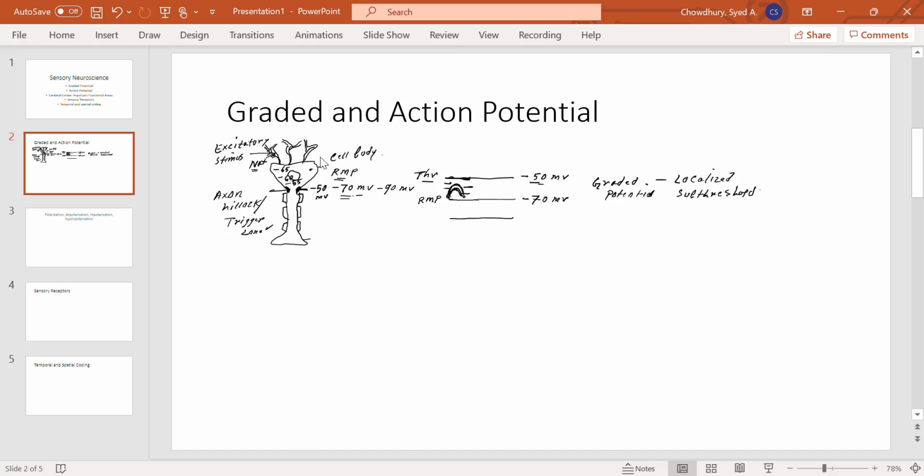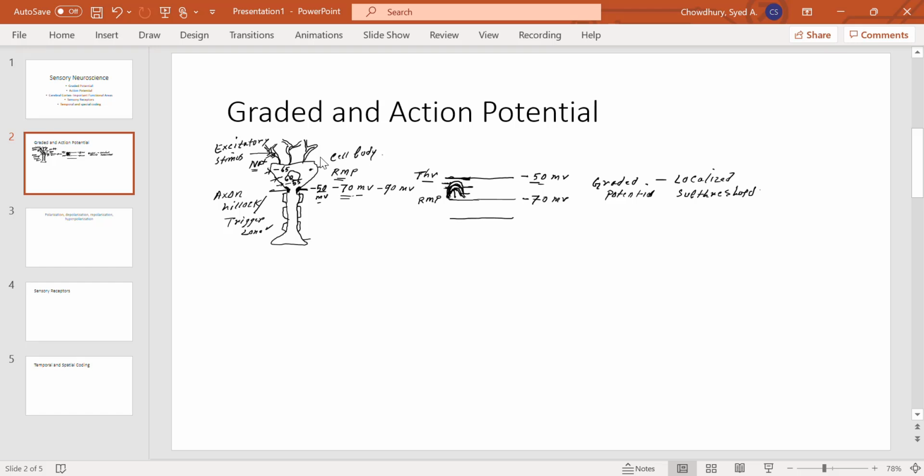Now, graded potential, as I showed you here, if you increase the strength of the stimulus, then it will be stronger. So weak stimulation, a little bit stronger, then further stronger. As you increase the strength or intensity of the stimulus, the potential will increase. Make sense? Like here you see, by weak, minus 65. If you increase a little bit, minus 60, then increase further, minus 55. Okay, but will not reach minus 50. So the membrane potential will not reach the hillock or trigger zone.